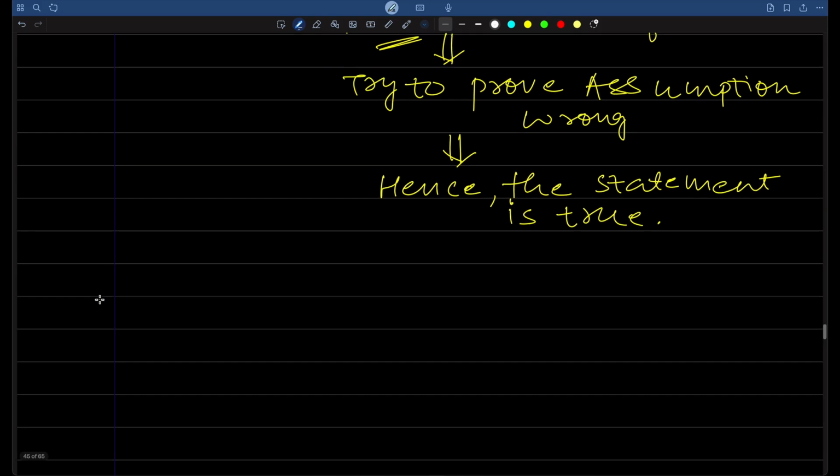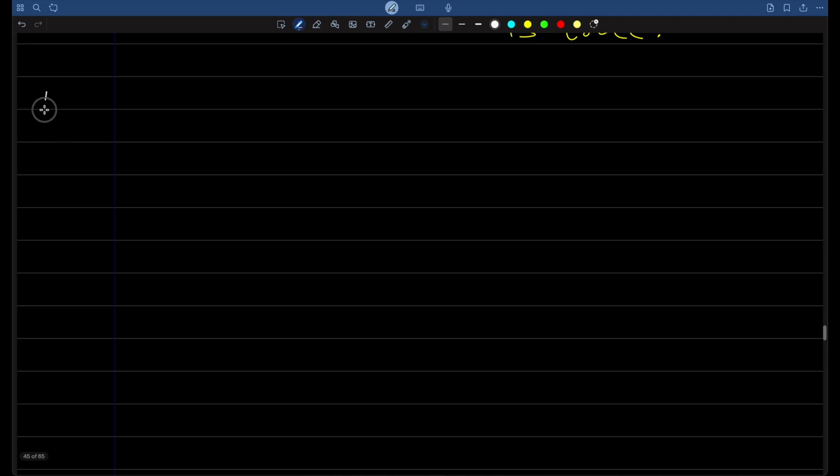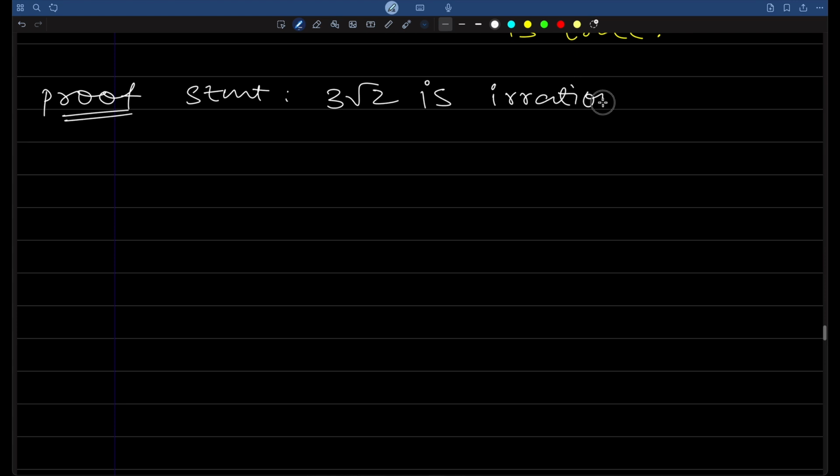Let us start the proof. The statement is to prove 3 root 2 is irrational. So we will assume that 3 root 2 is not irrational, or we can say 3 root 2 is rational.